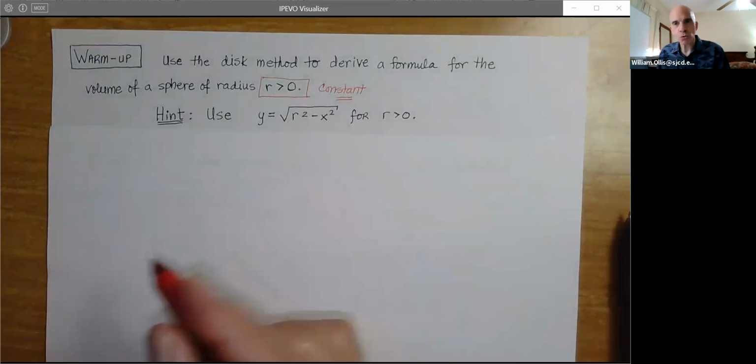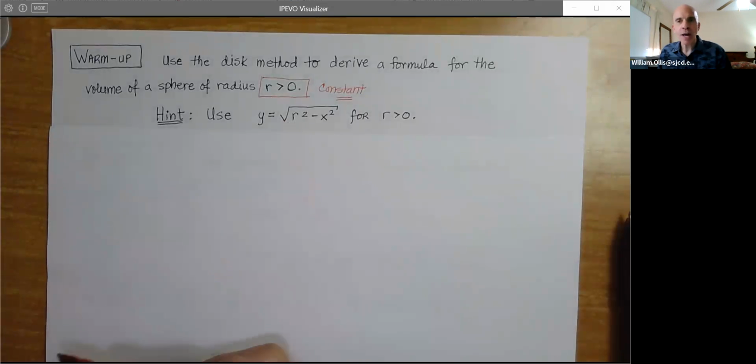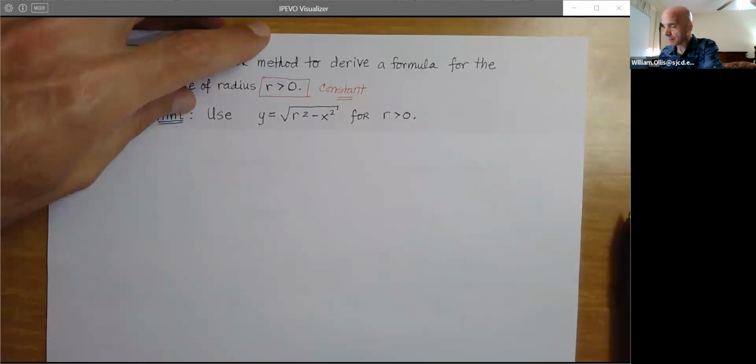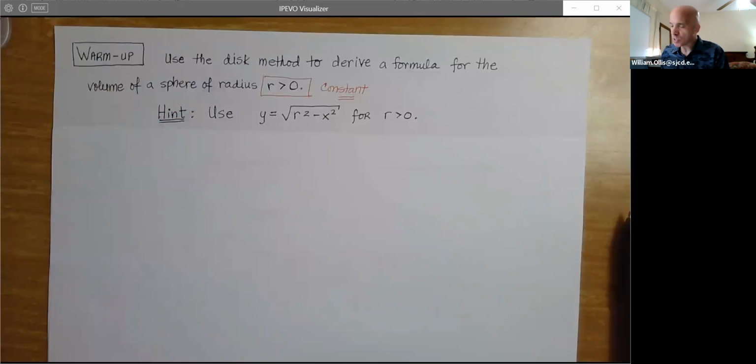Again, if you like, draw a sketch of the semicircle and think of how you could actually impose a rectangle that you can revolve. That is, think disk method. So what I wanted to do is just kind of have a little reveal with this one.